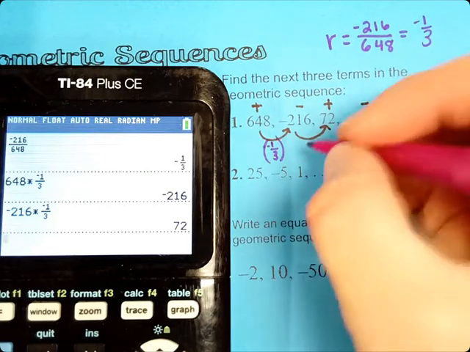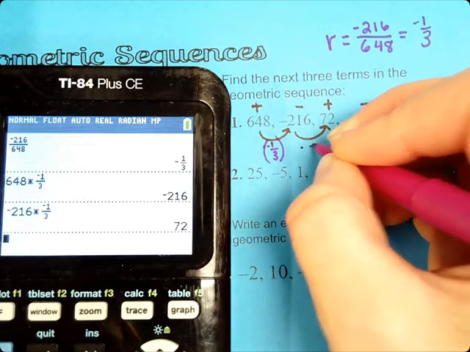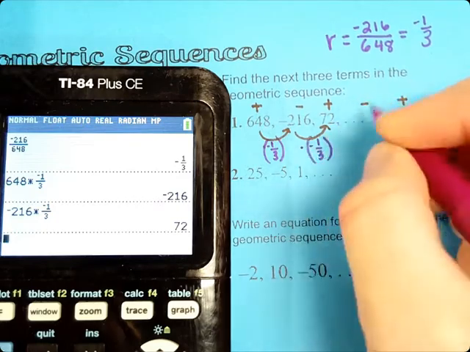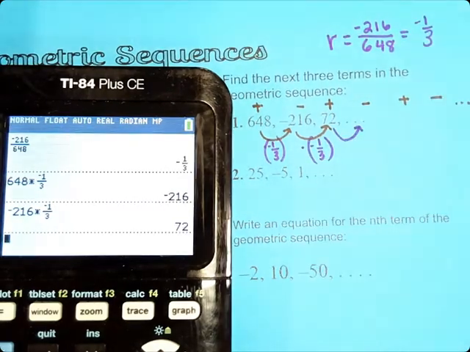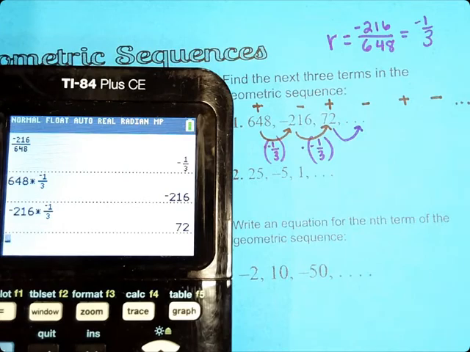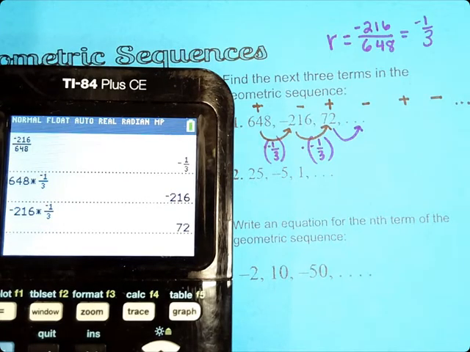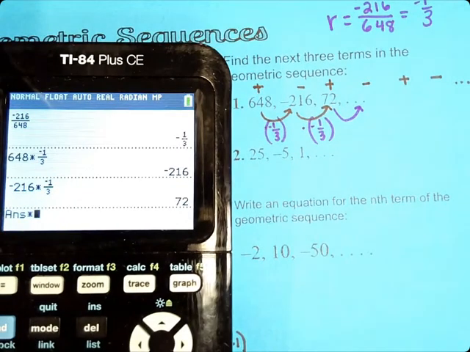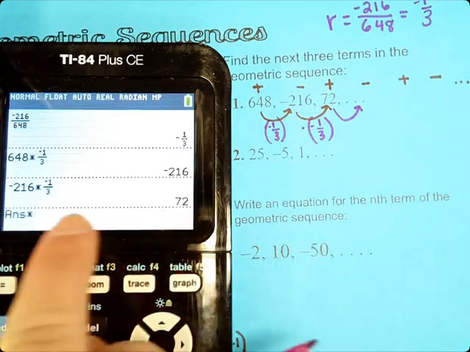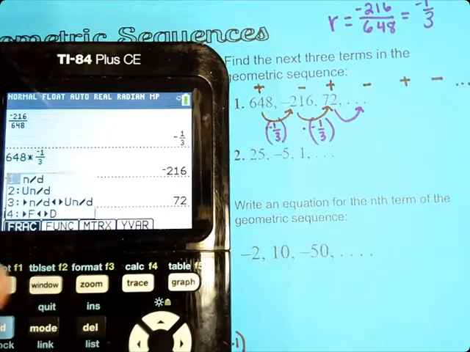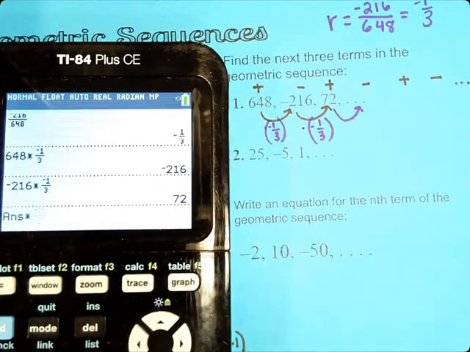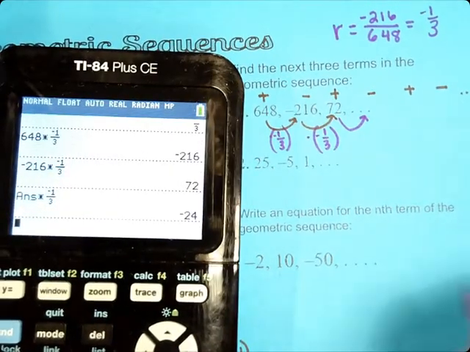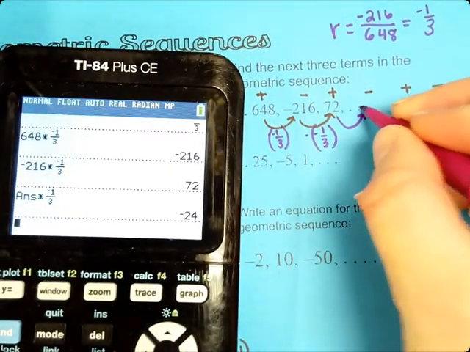And it's 72. So that means the next one I can do 72 times negative 1/3. So I'm going to just put the times, and that's saying the answer, 72 times negative 1/3. So that's negative 24.